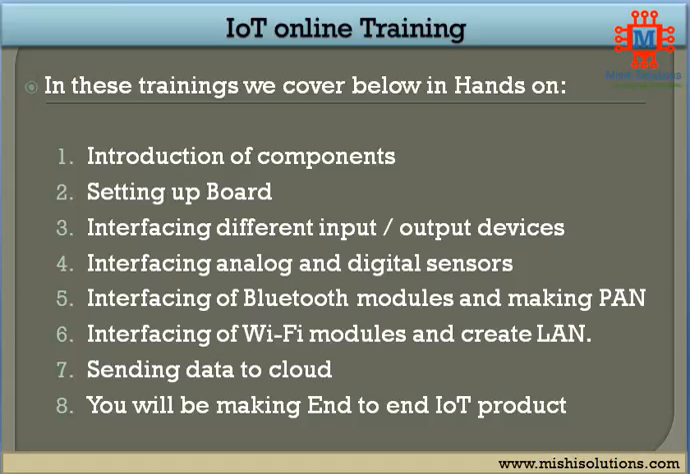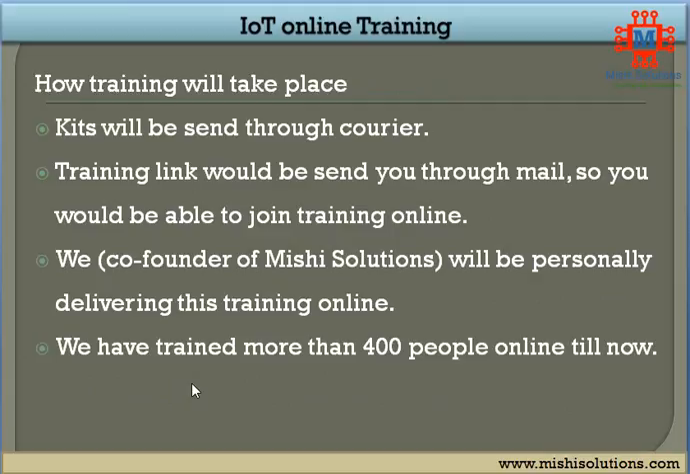So in this session, we would be controlling the board and the devices which are connected to the board using the mobile. Then we would be talking about interfacing of the Wi-Fi module and creating a local area network. In this case, we would be controlling the board using a web application, and then we would be sending the data to the cloud. So that's how you will be making your end-to-end IoT product using some of the above sensors or devices and the Wi-Fi modules.